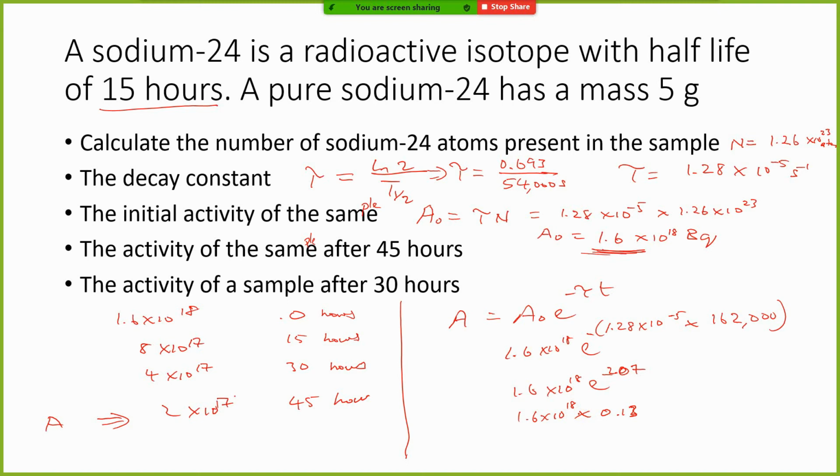Right, so it gives you a much more refined answer in a sense. It gives you a much larger decimal point, but at the end of the day, they are the same thing. This is somewhat more accurate to use. So I'm getting 0.28 times 10 to the 15 becquerel. Right? I hope you guys understood what we did here.